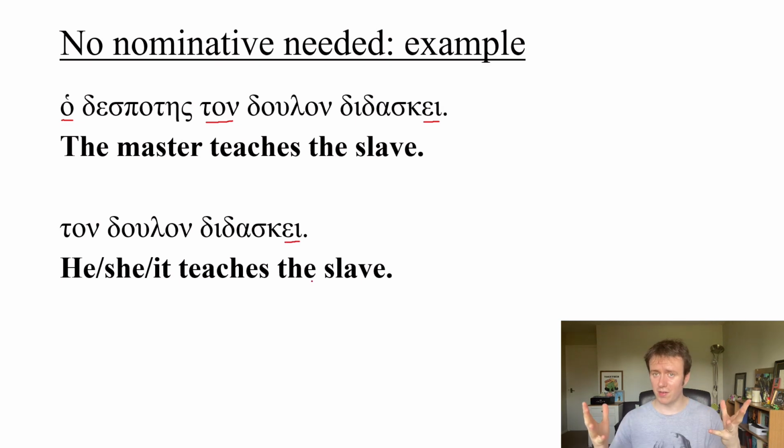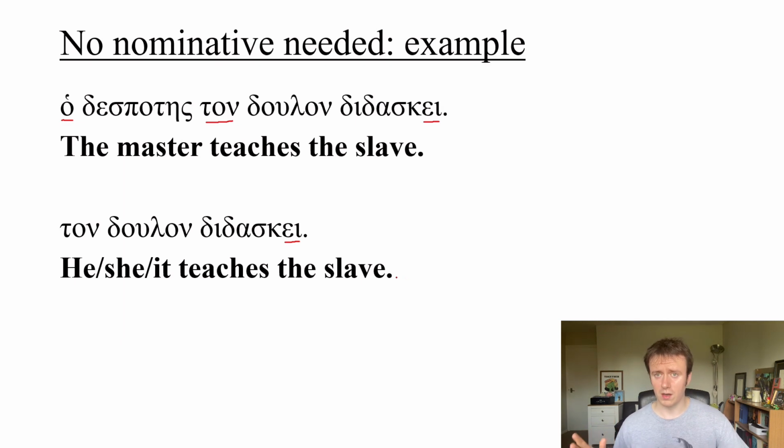And because we don't have any context, we can only say that he, she, or it is teaching the slave or teaches the slave. Without the context, we don't know whether it's he, she, or it that's doing the teaching. It's probably he or she, because it's quite rare you would have something that you refer to as it doing teaching, but it's at least possible. But anyway, if you were given this sentence in isolation, I would say this is the best way of translating it as he, she, it teaches the slave, or he, she, it is teaching the slave.